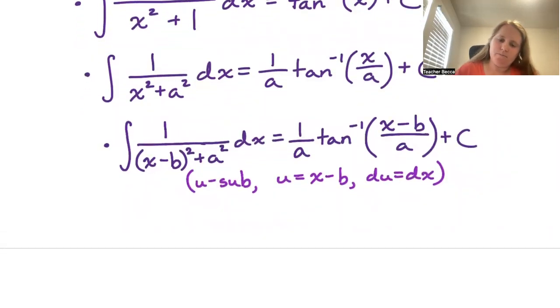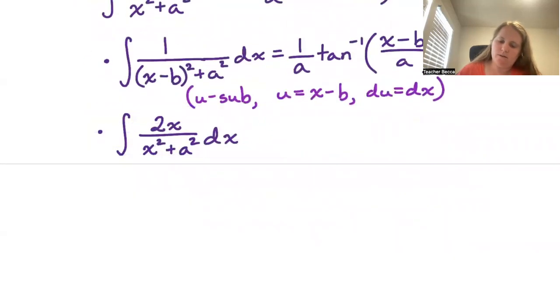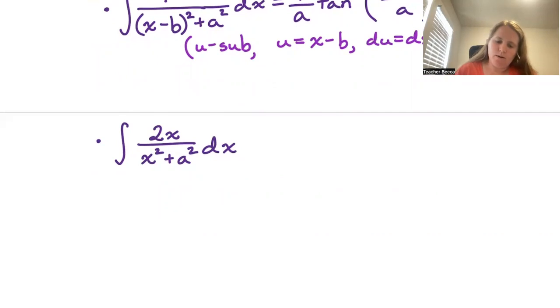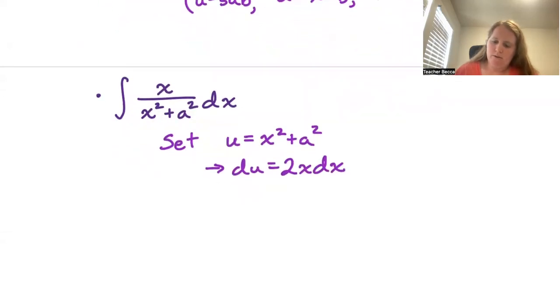We also have, if we have an integral of 2x over x squared plus a squared dx, or simplifying that, if we just have the integral of x over x squared plus a squared dx, we can go ahead and do u sub if we set u equal to x squared plus a squared. Then we have du is 2x dx.